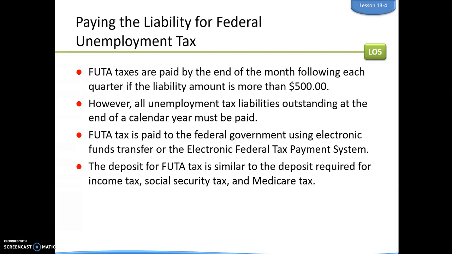Paying the liability for federal unemployment tax. Federal unemployment taxes are paid by the end of the month following each quarter if the liability amount is more than $500. However, all unemployment tax liabilities outstanding at the end of a calendar year must be paid. Federal unemployment tax is paid to the federal government using electronic funds transfer or the electronic federal tax payment system. The deposit for federal unemployment tax is similar to the deposit required for income tax, Social Security tax, and Medicare tax.